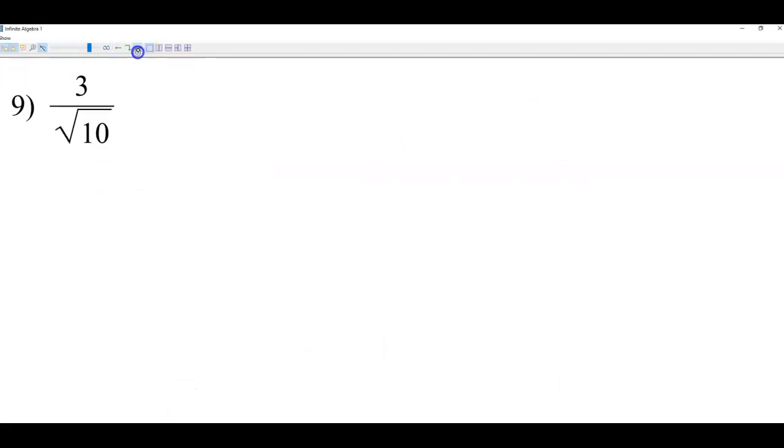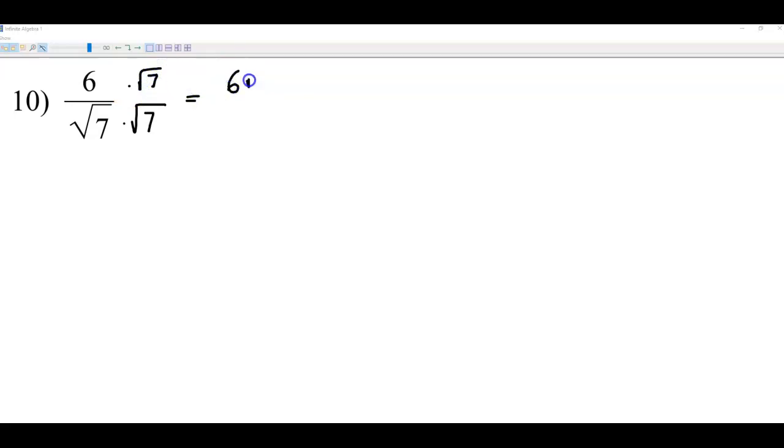All right, let's move on to number 10. Now, when it comes to square roots in fractions, we don't like having square roots on the bottom, and we want to get that square root out of there. That's a process called rationalizing. The way that we get the square root out of a bottom is we multiply the square root by itself, which you're allowed to do so long as you also multiply the top by the same thing.